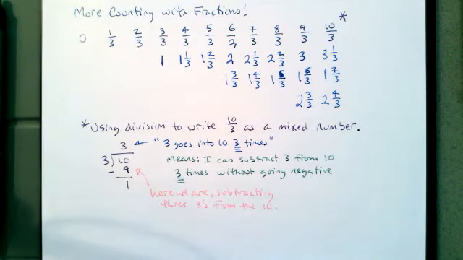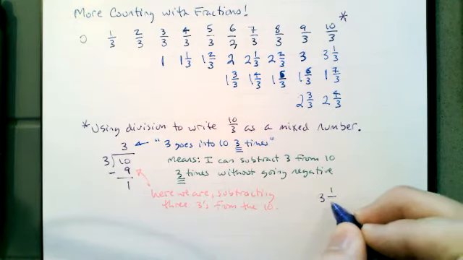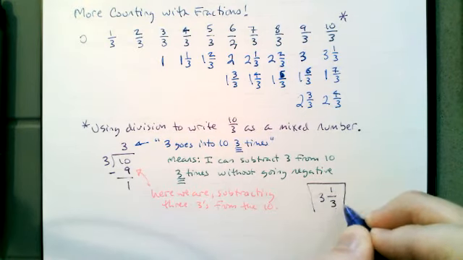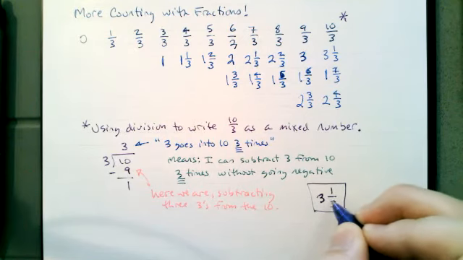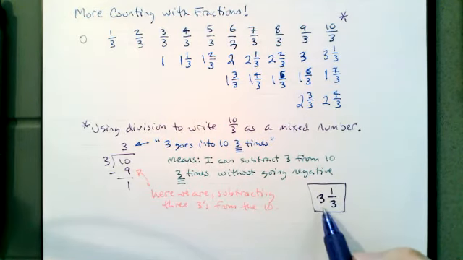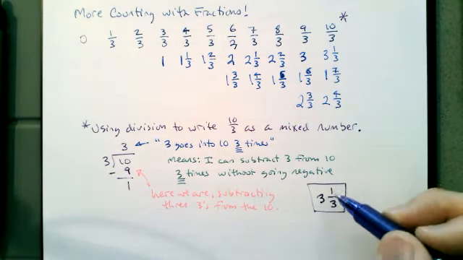And then so there's 1 left over. After we subtract 3 from 10 3 times, there's 1 left over. So we can subtract 3 from 10 3 times, and there will be 1 left over. And that's what this quotient means.